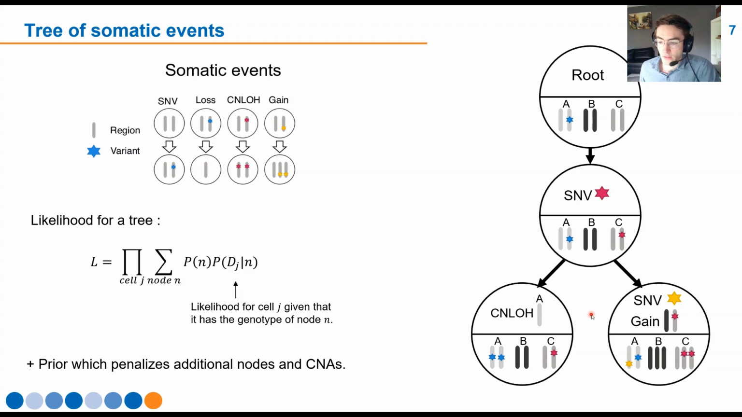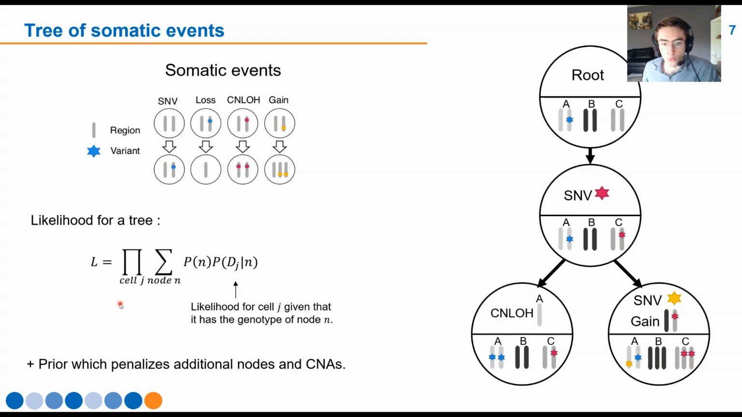So this is one example tree, but what we want is the tree that best fits our data. So for this, we compute a likelihood for a tree, which tells us how well our data is explained by the tree, as well as a prior, which penalizes the complexity of the tree. So how many nodes and copy number alterations do we have in this tree?